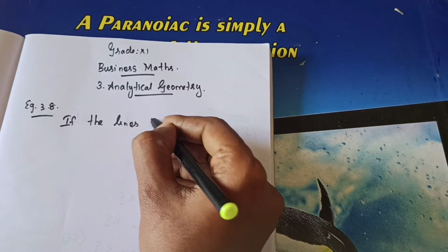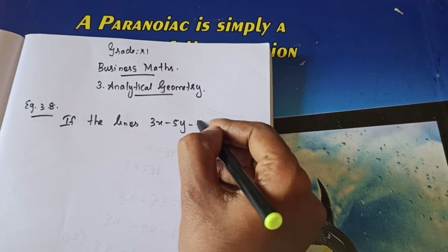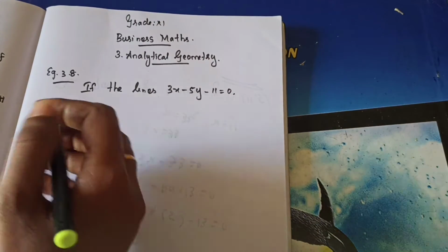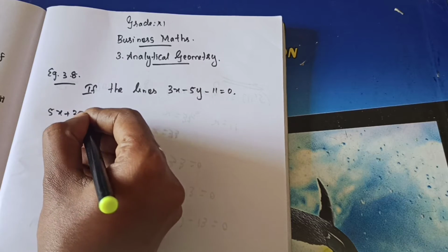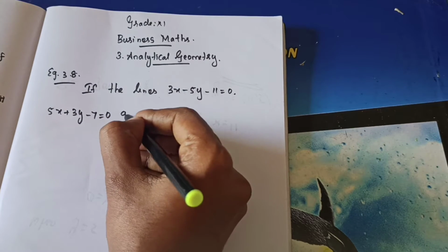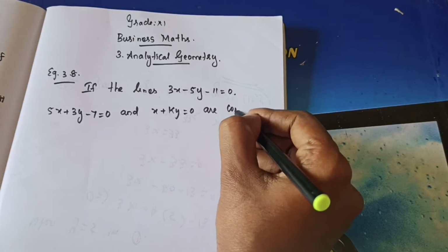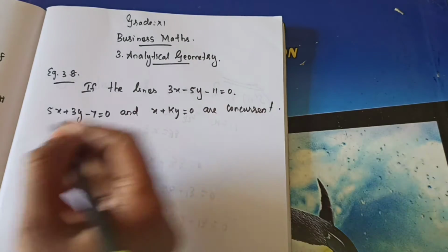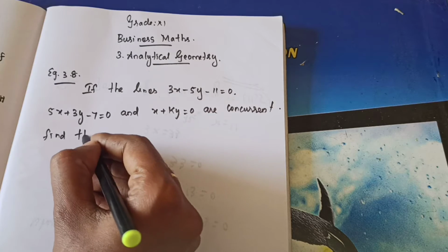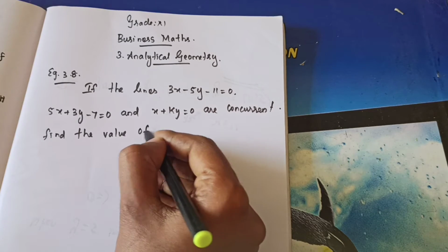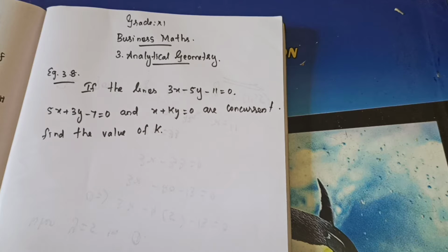If the lines 3x minus 5y minus 11 is equal to 0, 5x plus 3y minus 7 is equal to 0, and x plus ky is equal to 0 are concurrent, find the value of k.